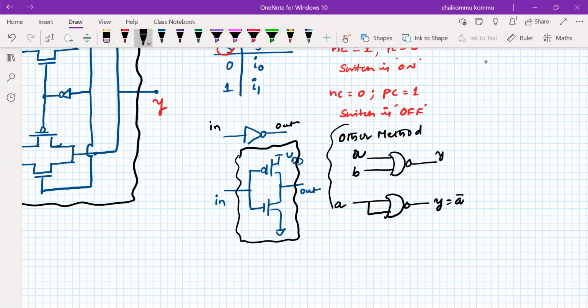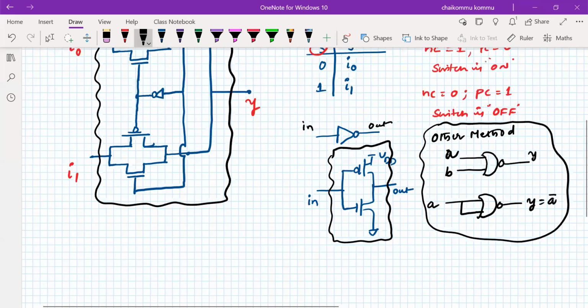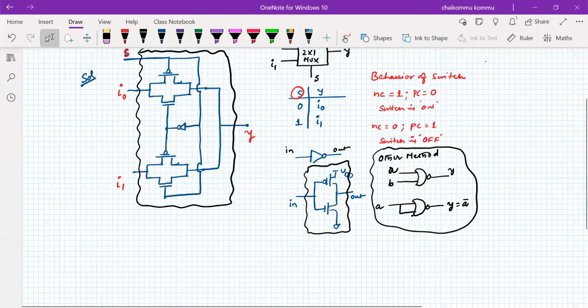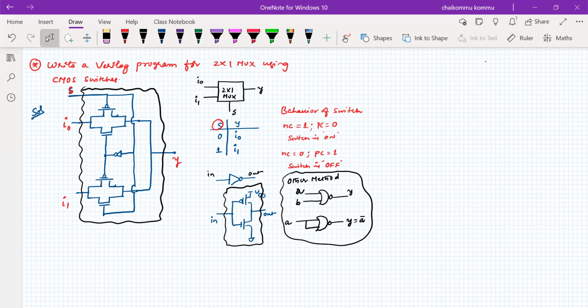If the method is not remembered or it is not possible to identify, then the simple inverter is something like this: one PMOS transistor, one NMOS transistor. So let us write this program. All of you, please write this program. I have given the structure, and please try to write the program for this.